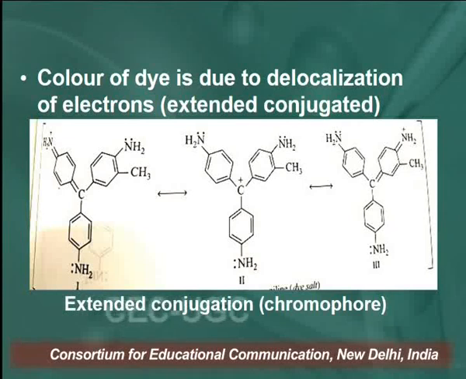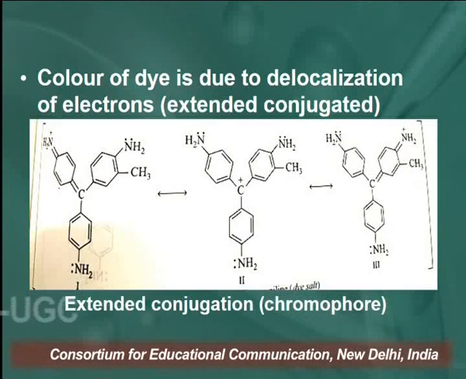As I told you in the previous part, the color of a dye is due to the presence of chromophore and auxochrome. Chromophores are the groups which impart color to the fabric. A chromophore can be a nitroso group, an azo group, C double bond C, or C double bond N. The auxochrome groups are NH2 groups. Due to the chromophoric group, extended conjugation takes place, and due to that we get a colored dye.